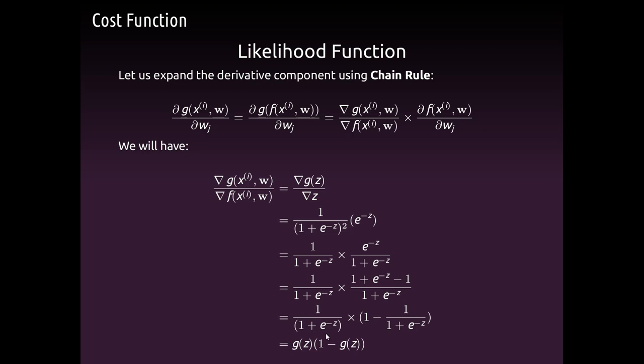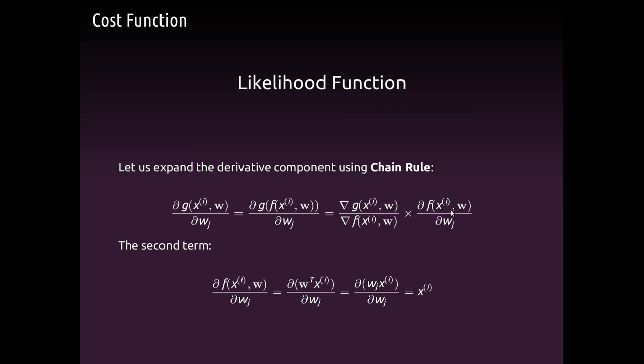And as you can see here, 1 divided by 1 plus e to the power of minus z is nothing but the value of g of z that we have defined before, and 1 minus this expression is nothing but 1 minus g of z. So we end up with the first term of this derivative as g of z multiplied by 1 minus g of z. This is the solution of the first part.